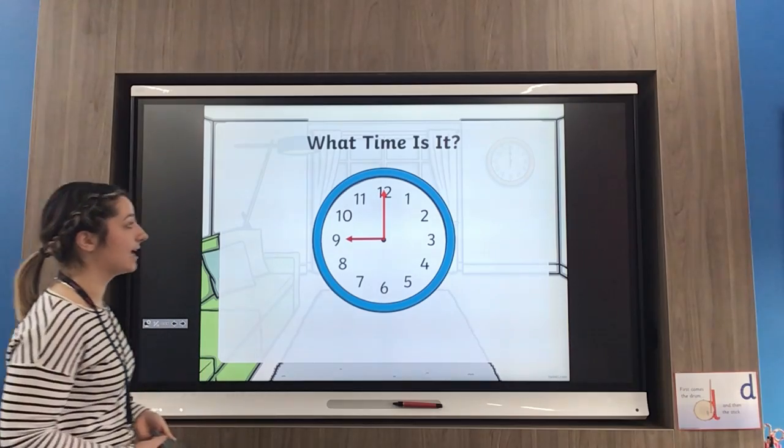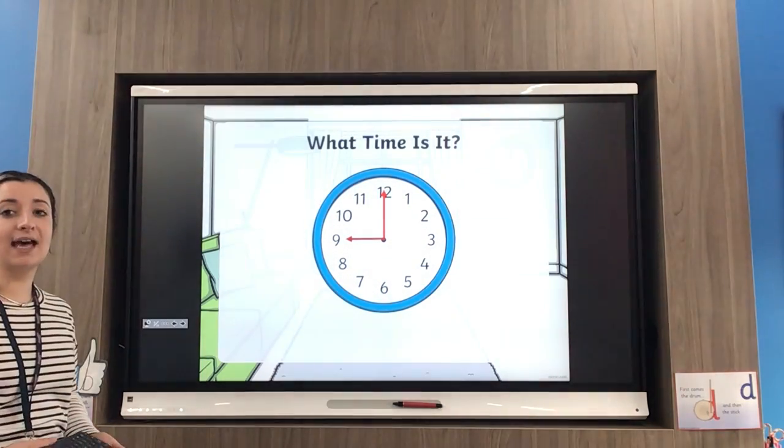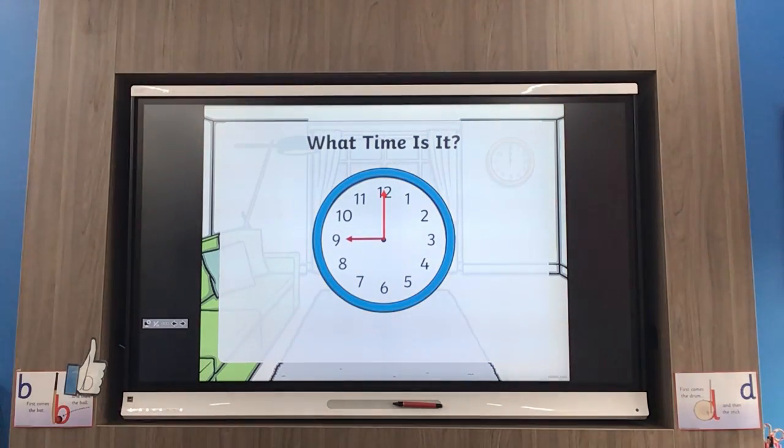Okay, let's have a look at these at home then. Can you tell anybody at home, or you can tell yourself, what is the time on the clock?